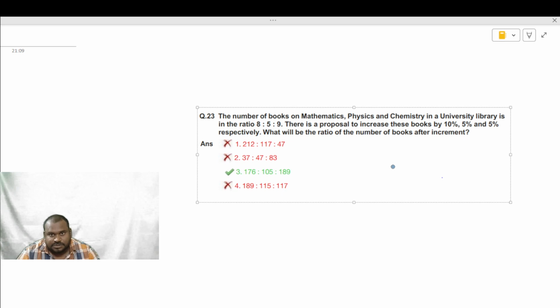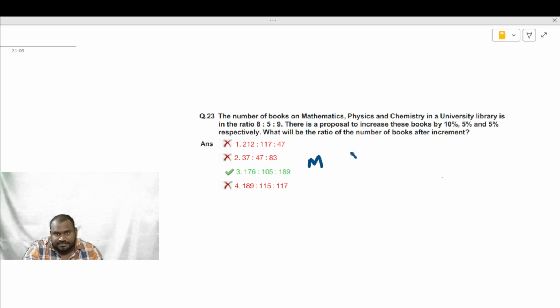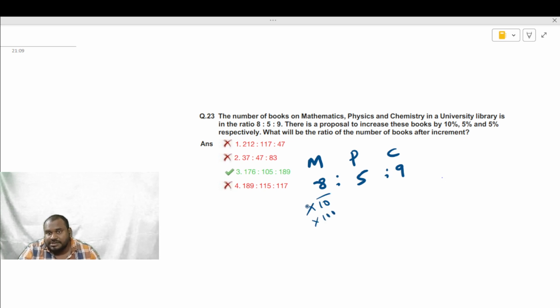The number of books on mathematics, physics, and chemistry in a university library is in the ratio 8:5:9. There is a proposal to increase these books by 10%, 5%, and 5%. See, mathematics, physics, chemistry are in the library in this ratio. In ratios, if you multiply with any number, it should be the same number. Suppose you can multiply with 10, or you can multiply with 100 also. You should multiply with the same number.